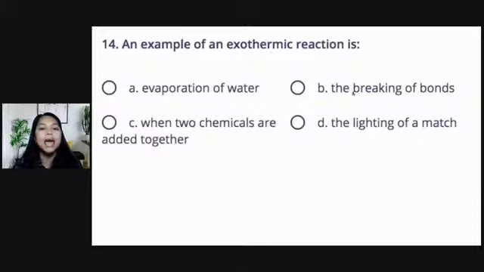14, an example of an exothermic reaction is letter A, evaporation of water. Letter B, breaking of bonds. Letter C, when two chemicals are added together. Or letter D, the lighting of a match. Okay, which one is the correct choice for number 14? Ano po ang inyong choice for number 14? Which is an example of an exothermic reaction?